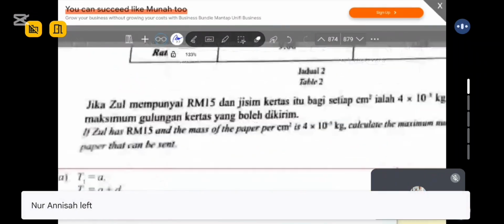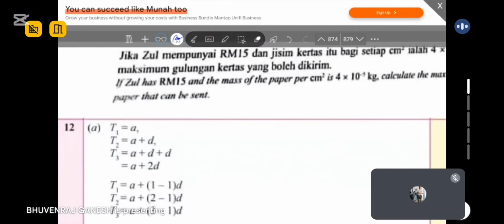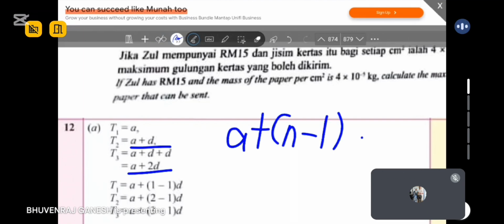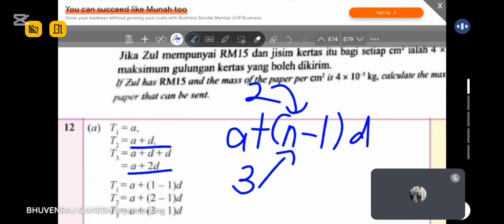Okay, so how to do? Okay, very simple. Your first term is A, second term is A plus D, third term is A plus 2D. Okay, how you get this guys? Second term kamu gantikan N sama dengan 2 lah. Third term kamu ganti N sama dengan 3 lah. So kamu dapat semua yang ni. You get all the information.